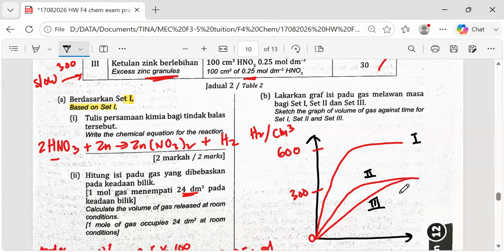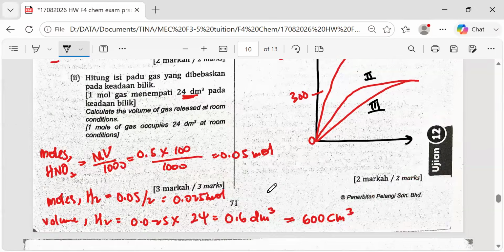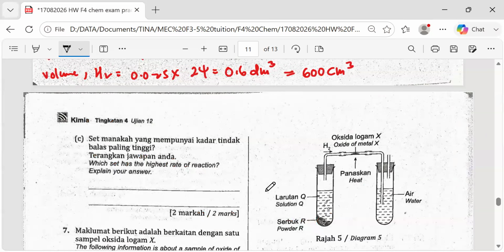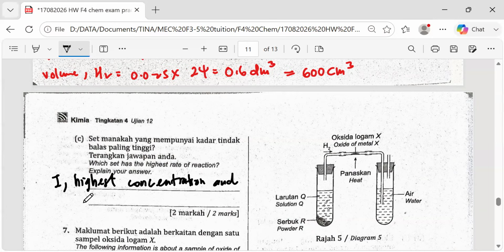Can you understand? You understand when you answer what? Rin, you understand what? Okay. Which has the highest? Set 1. Why? It has the highest concentration and larger surface area. Okay?